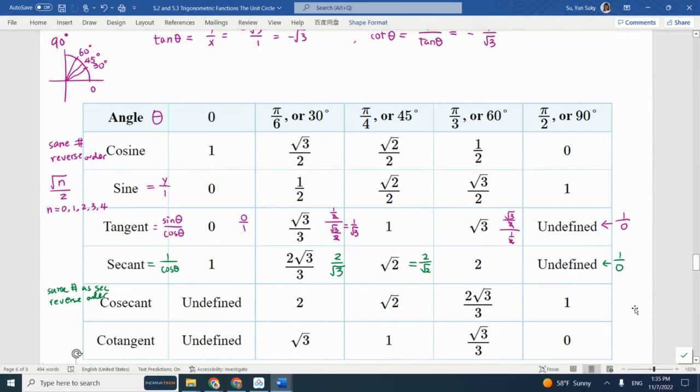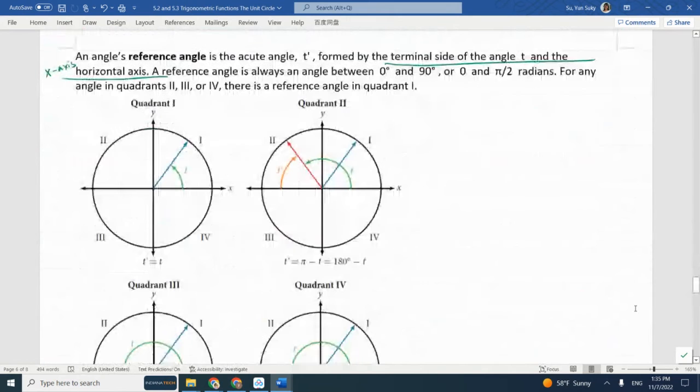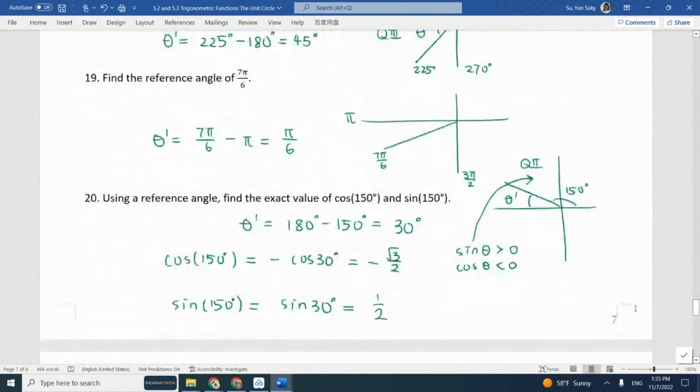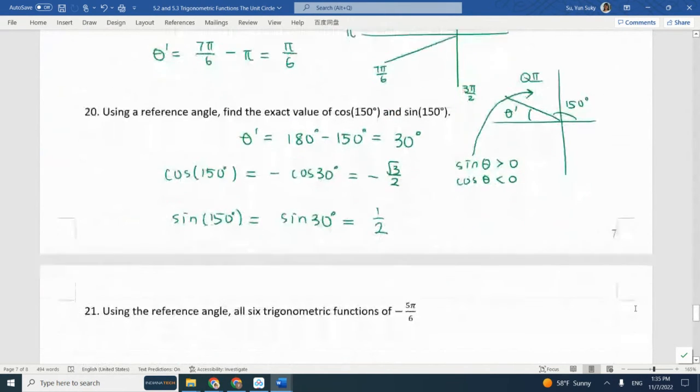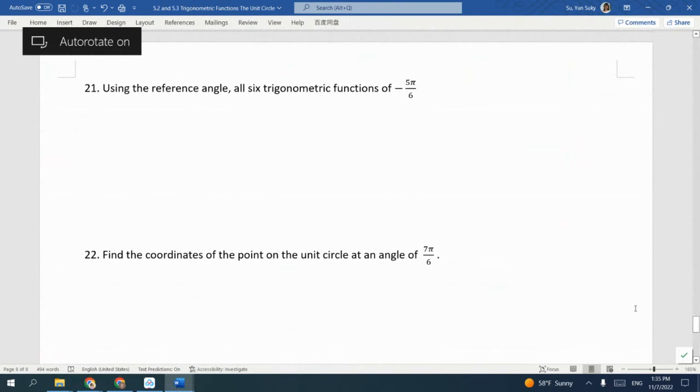Okay, and last time we talked about the reference angle. The reference angle is the angle made by the terminal side and the horizontal axis. And last time we did some practice, right? And we continue. Using the reference angle, find all 6 trig functions of negative 5 pi over 6.